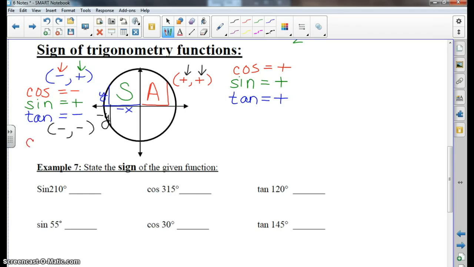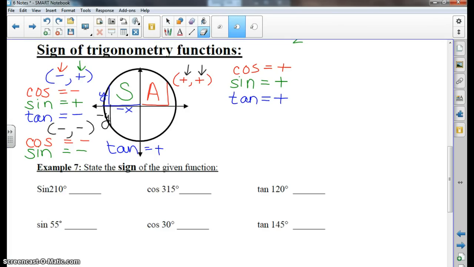Therefore, the cosine of any angle in the third quadrant will be a negative number. The sine of any angle in the third quadrant will be a negative number. And the tangent of any angle that happens to land in the third quadrant will be a negative over a negative, or a positive. We will say for the third quadrant that tangent is a positive function and everything else is negative.